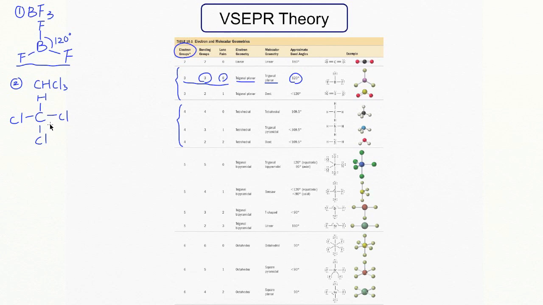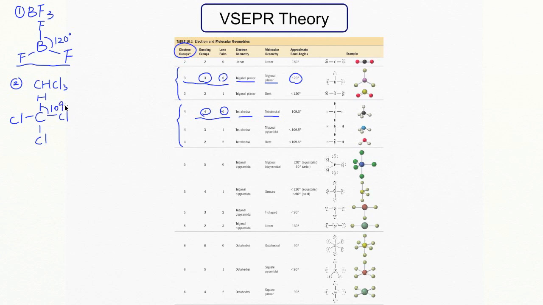Now step 3, determine the number of the bonding groups and number of the lone pairs. 4 bonding groups, 0 lone pairs. That means it's right here. So that's option 1. That tells us that the electron geometry of this CHCl3 is tetrahedral geometry, and the molecular geometry is also tetrahedral. The bond angle is 109.5.